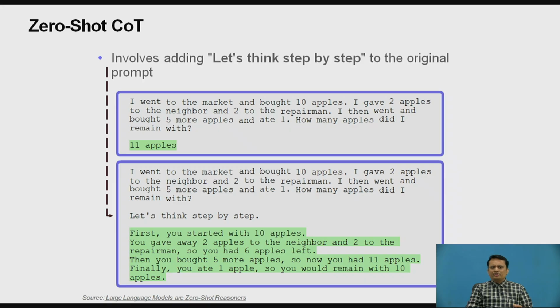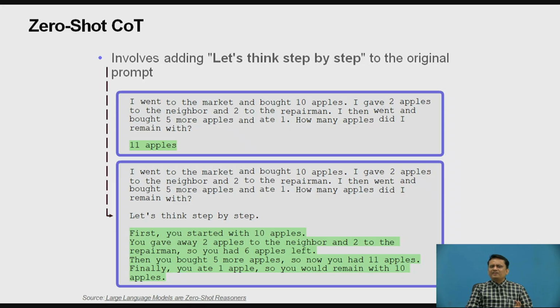I went to a market and bought 10 apples. I gave 2 apples to the neighbor and 2 apples to the repairman. I then went and bought 5 more apples and ate one. How many apples did I remain with? And then the answer generated here is 11 apples. And then again, let us think step by step.